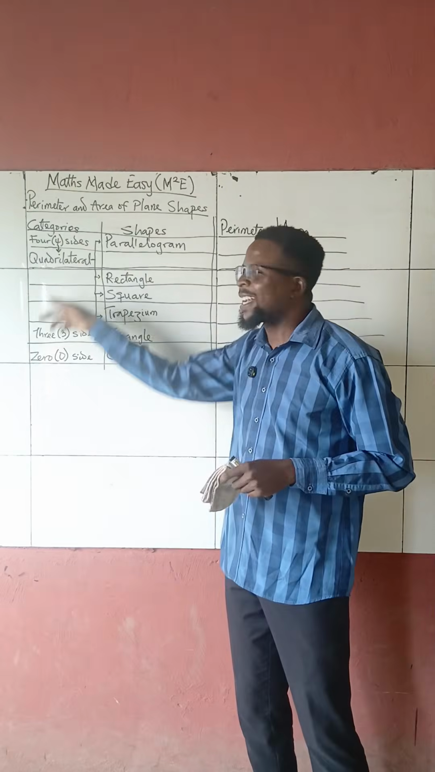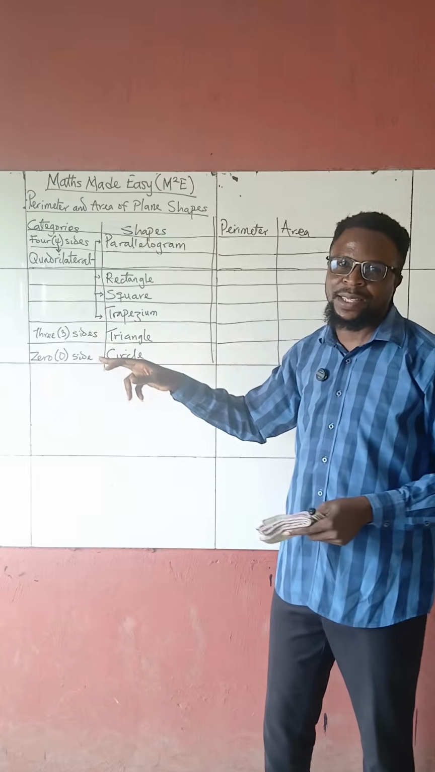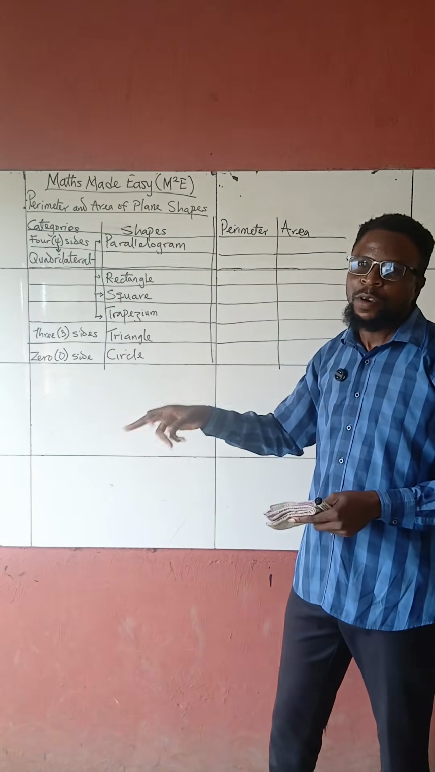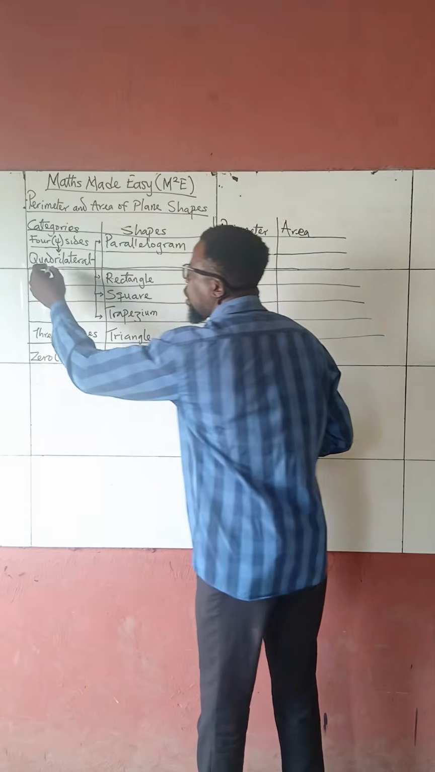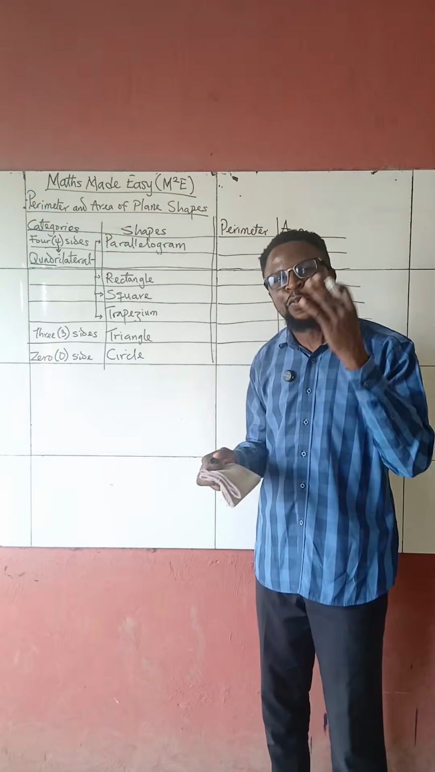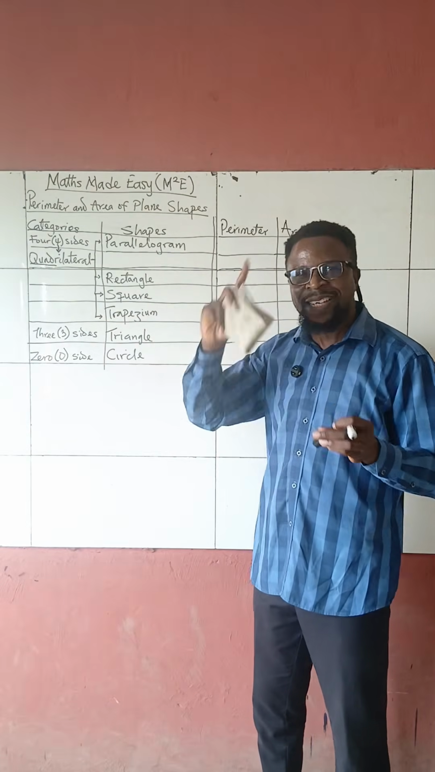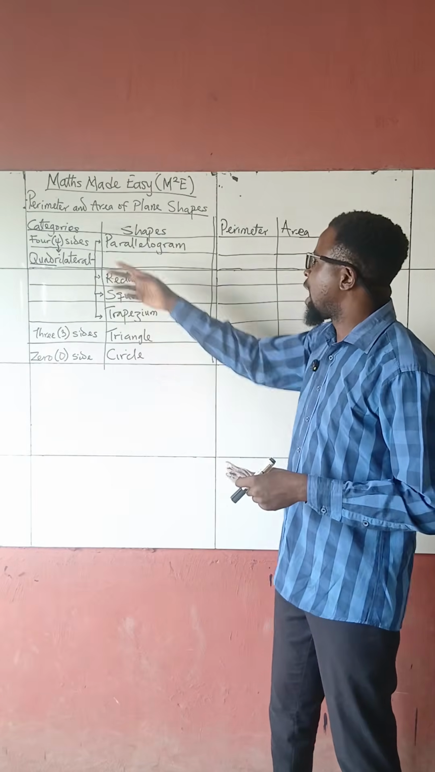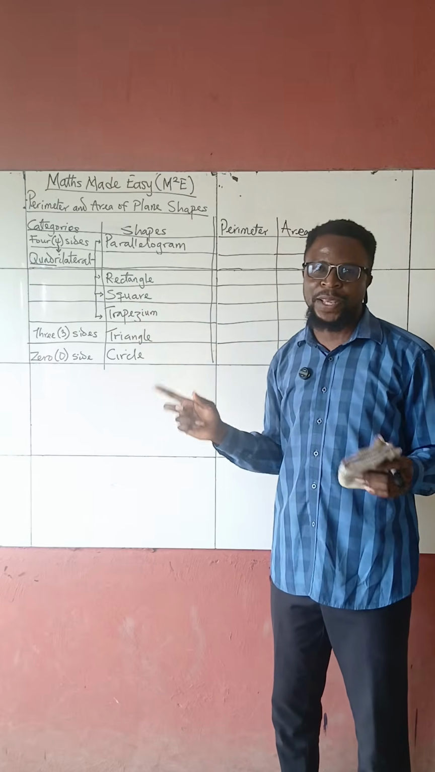Now, first, let's look at the categories of plane shapes. The first category is four sides, also called quadrilateral. Why is a quadrilateral called four sides? Because of the word quad. Quad means four. So that's why a quadrilateral is a four-sided shape. Examples of these shapes are parallelogram, rectangle, square, and trapezium.